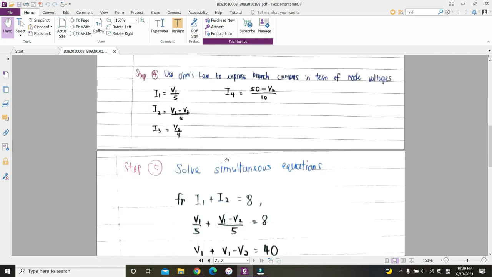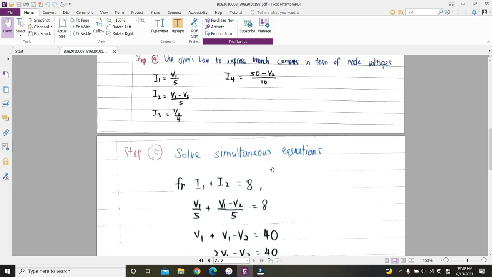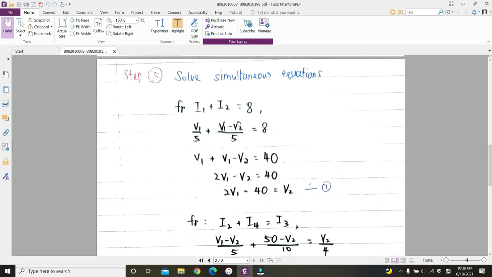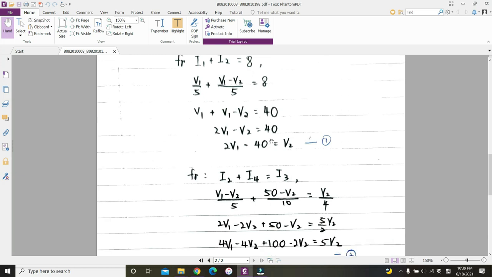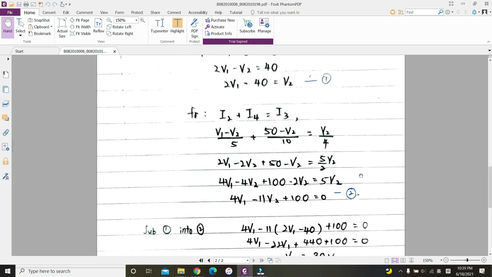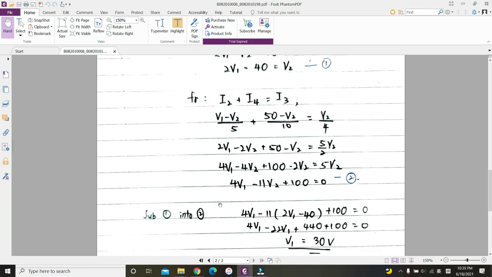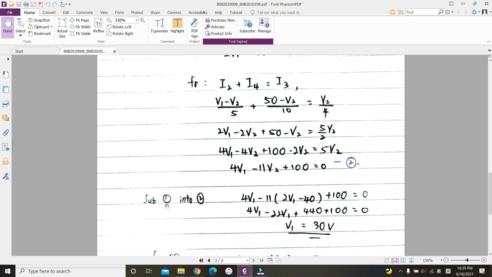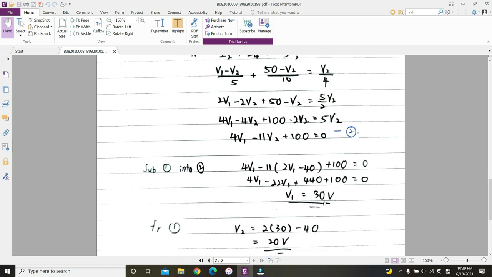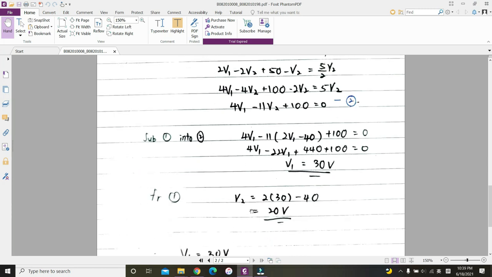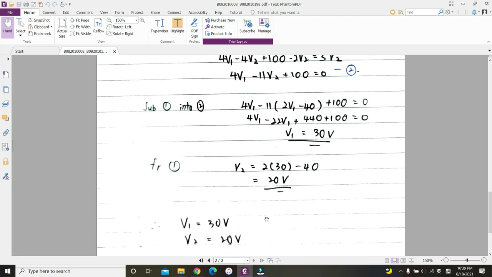And the last step, we will solve the simultaneous equations. Then we get the first simultaneous equation here, in terms of V1 and V2, and the second equation also in terms of V1 and V2. Then we will substitute the first equation into the second equation. So we can get V1 equals 30 volt and V2 equals 20 volt.